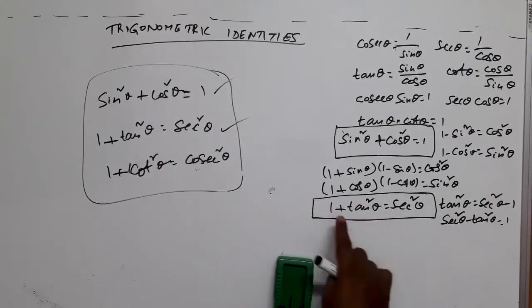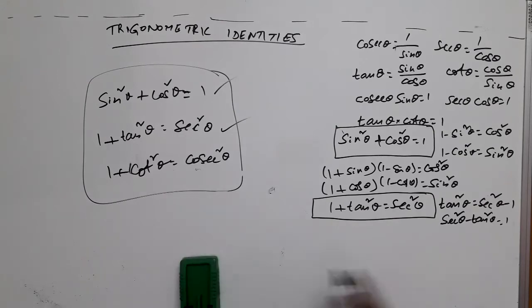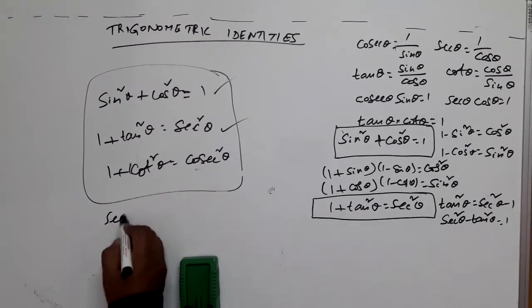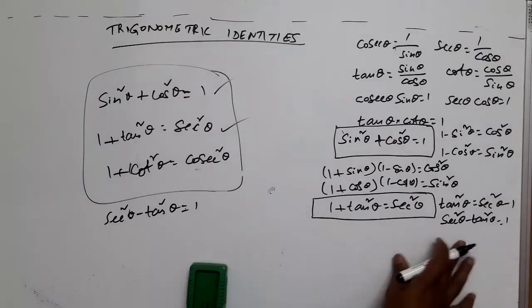I can infer from this, right? If I take tan square to the other side, that will be minus tan square. Secant square theta minus tan square theta is 1. Yes, we have the relation. See, secant square theta minus tan square theta is the relation I am having here.